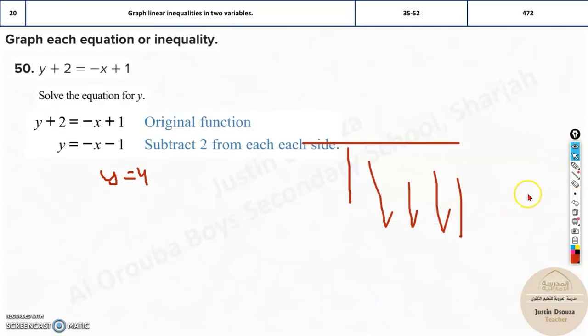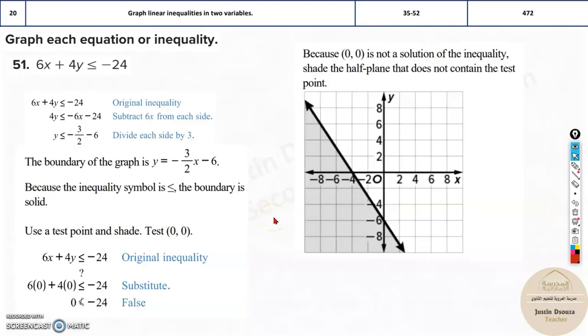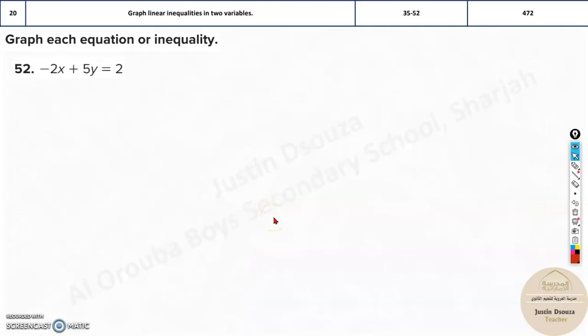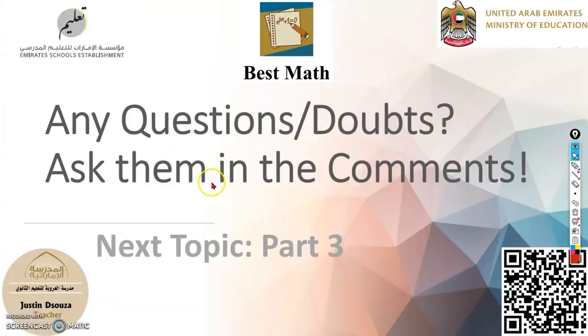Same way over here, you can easily graph it by table method. And the last question is this one over here. I hope this is clear. It is very, very simple. There are questions 35 to 52, plenty of questions. Please try to solve them by yourself and then check the answers.